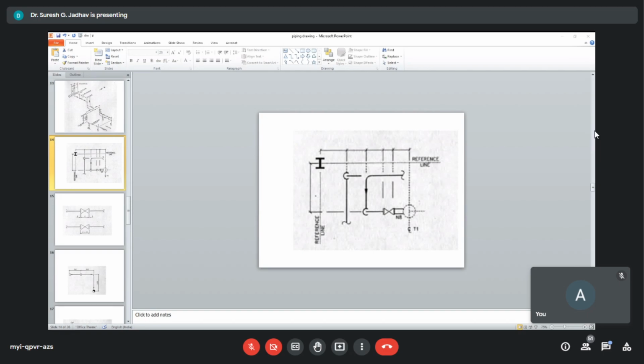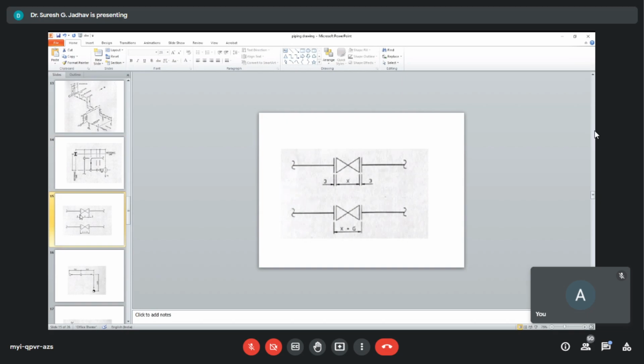For flange joints, show a small gap. See here, in flange joints we can see the small gap between the dimension lines to indicate the gaskets. Flange joints can also be shown without gasket, but cover this with a general note and include gasket thickness in the valve or equipment dimensions.